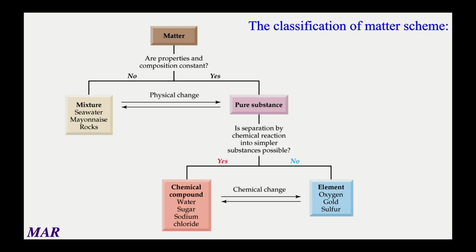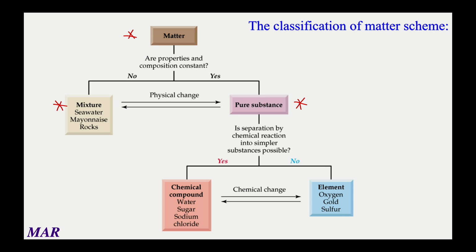Here's an example, kind of an overview of how the things are. You start off with just good old matter, all right? And the first question is, are the properties and the composition constant? And if the answer is no, you've got a mixture. So for example, seawater is a good example of a mixture. If you take seawater close to the beach, it will be different than if you take seawater really deep in the Pacific Ocean or something like that. Seawater is a mixture. If the composition is constant, then you're going to have a pure substance, and you can see how you can turn mixtures by physical changes into substances and back and forth.